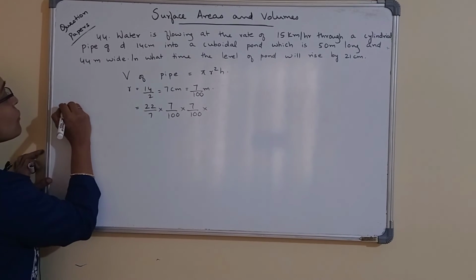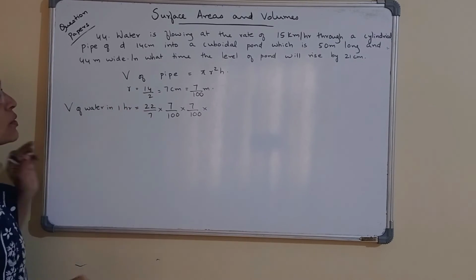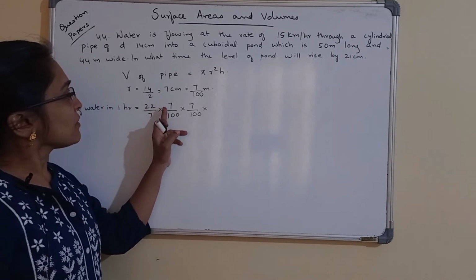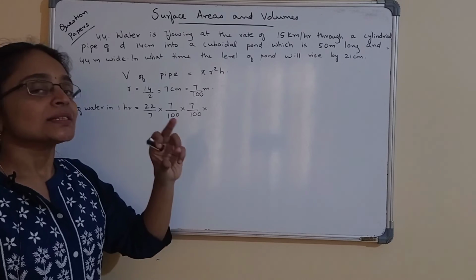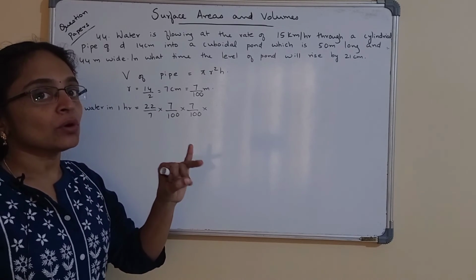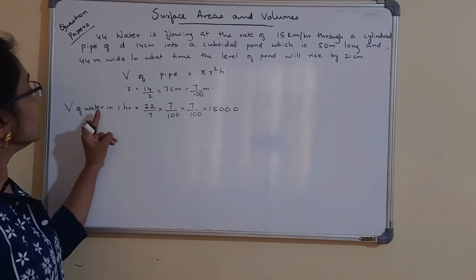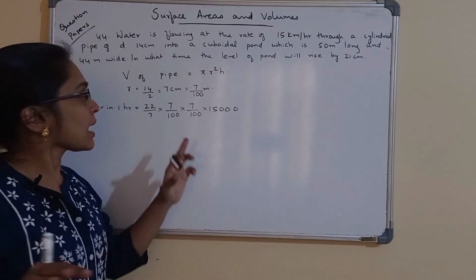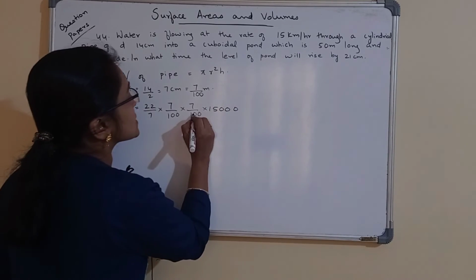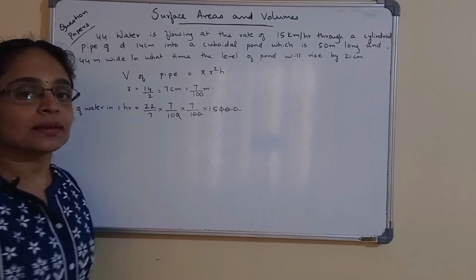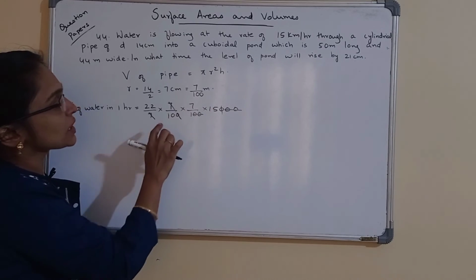So we can write volume of water in 1 hour is equal to 22 by 7 into 7 by 100 into 7 by 100, and it will flow 15 kilometers in 1 hour. So how many meters will it flow? It is 15,000, right? So in 1 hour, the volume of water flowing from the pipe is 22 by 7 into 7 by 100 into 7 by 100 into 15,000. Zeros will get cancelled, and 7 also will get cancelled. So, 22 into 7 into 15 by 10.